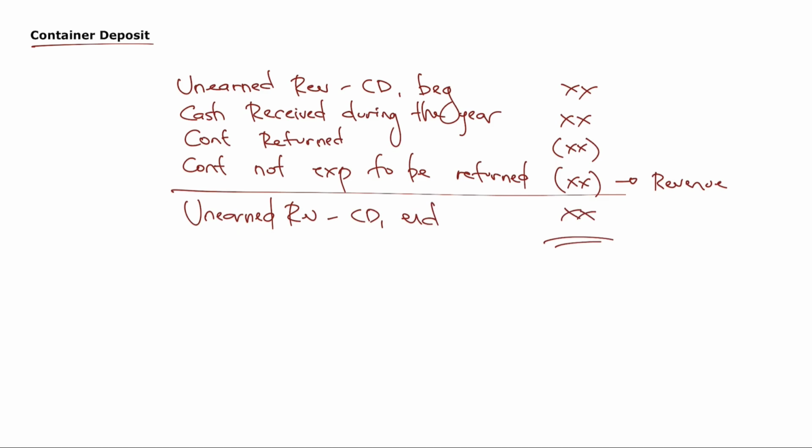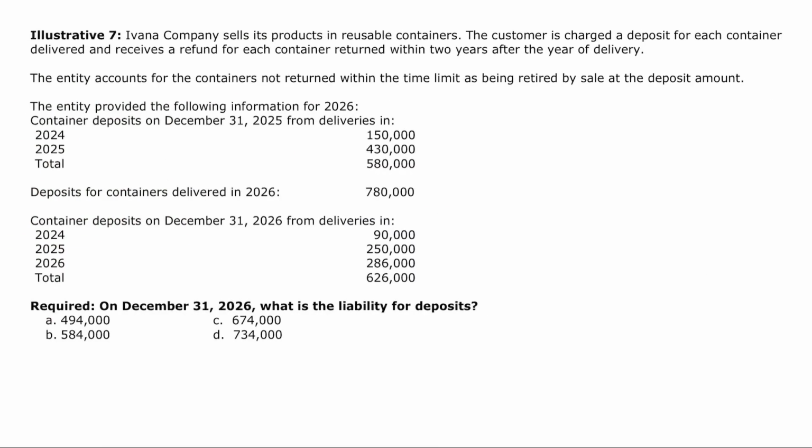Okay? So, para ma-apply natin yan sa mga problems, let's move on to illustrative problem number 7. Here, Ivana Company sells its products in reusable containers. The customers are charged a deposit for each container delivered and receive a refund for each container returned within 2 years after the year of delivery.